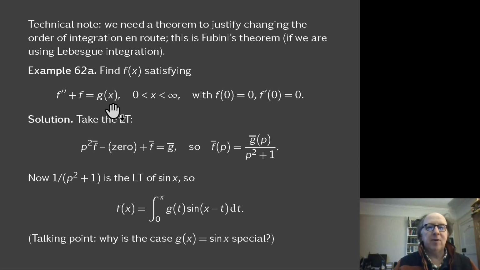So what do you do? You take the Laplace transform in x, and you get p squared f bar minus 0 from these initial conditions, from the transform of f double prime, plus f bar equals g bar. So f bar is just g bar over p squared plus 1. But we know what 1 over p squared plus 1 is. It's the Laplace transform of sine x. So that says f of x is the integral from 0 to x of g of t sine of x minus t dt, which is the convolution of g and sine.